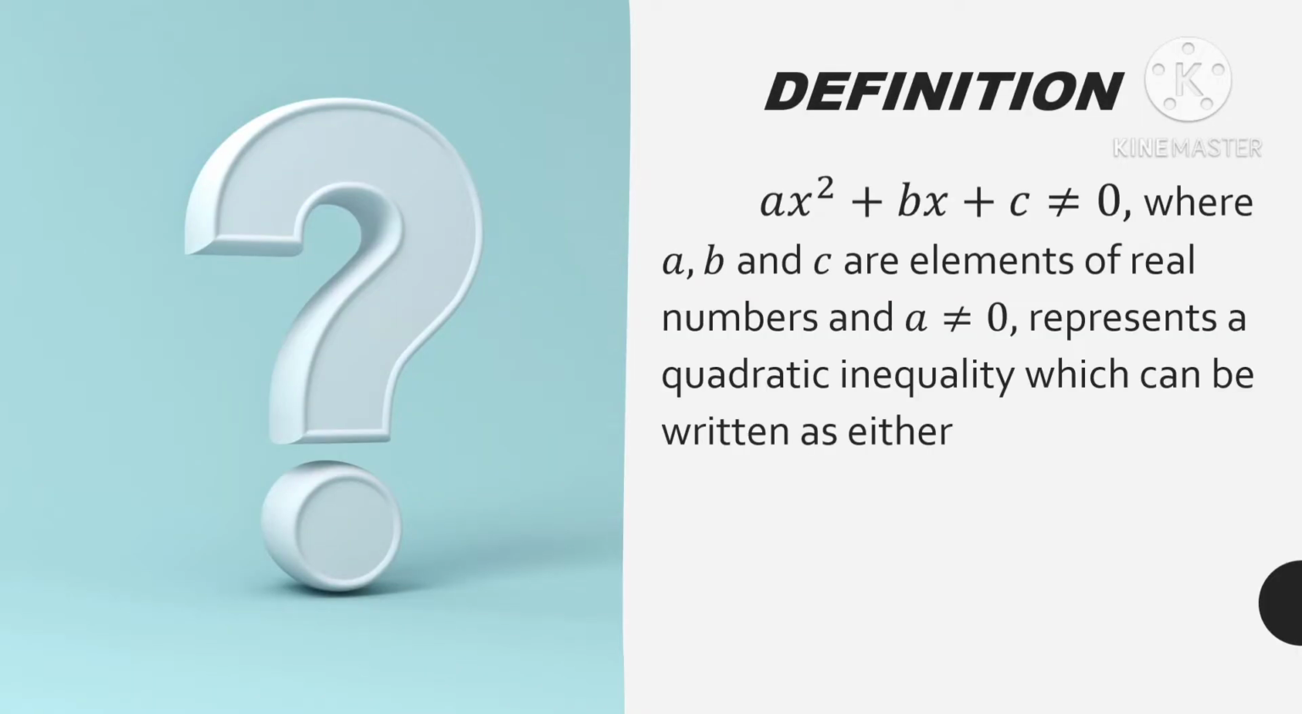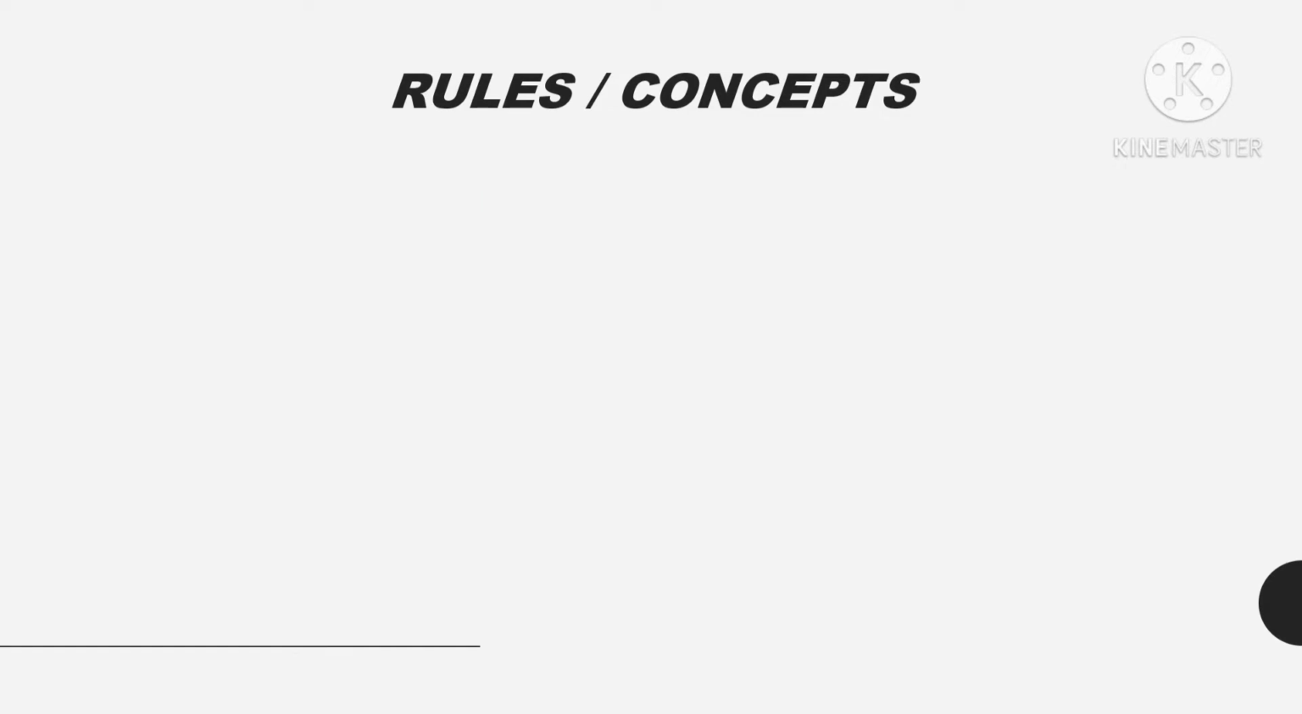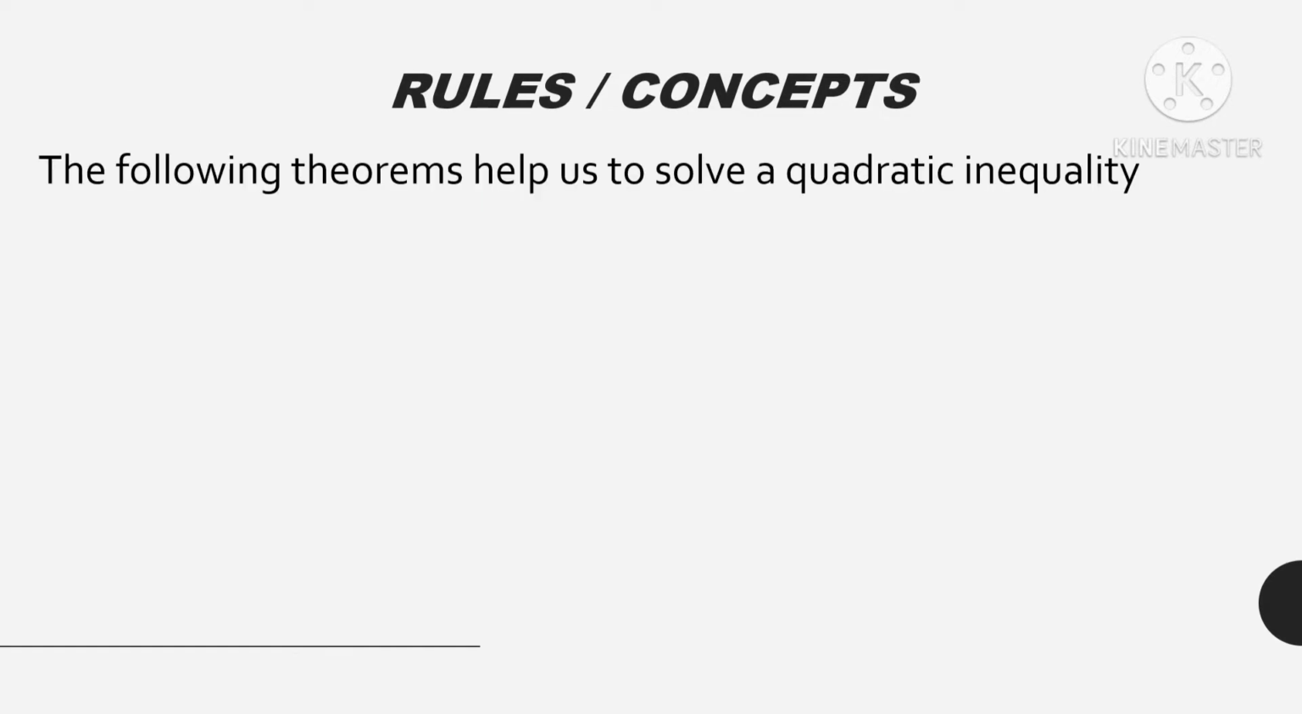Okay, ax squared plus bx plus c is not equal to 0, where a, b, and c are elements of real numbers and a should not be equal to 0, represents a quadratic inequality, which can be written as either ax squared plus bx plus c is greater than 0, or ax squared plus bx plus c is less than 0. Okay? You have the rules and the concepts. The following theorems help us to solve a quadratic inequality.